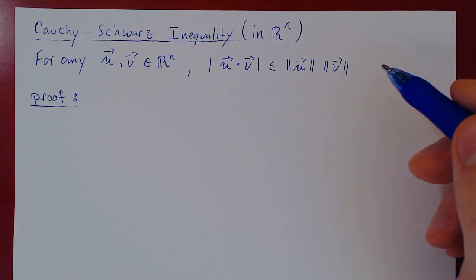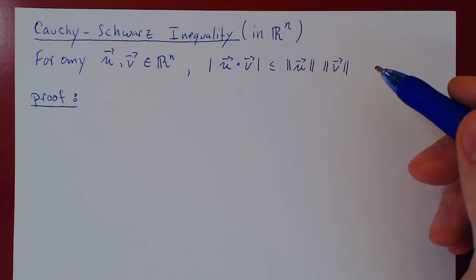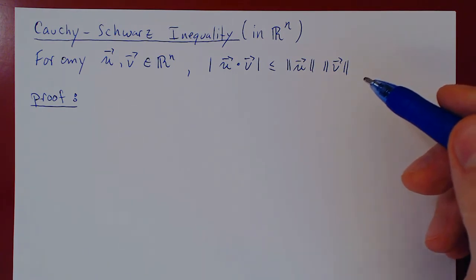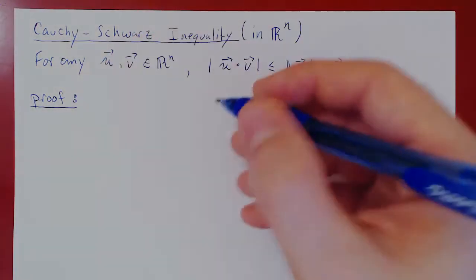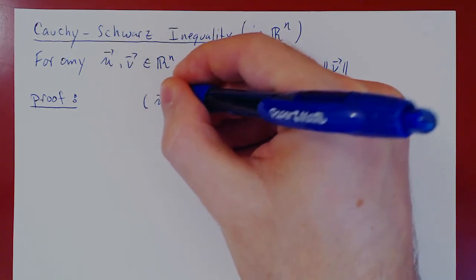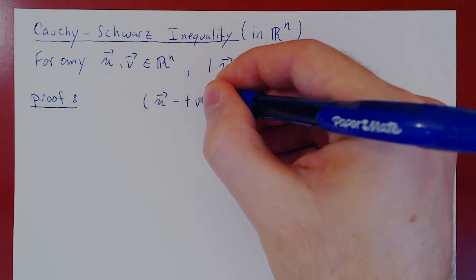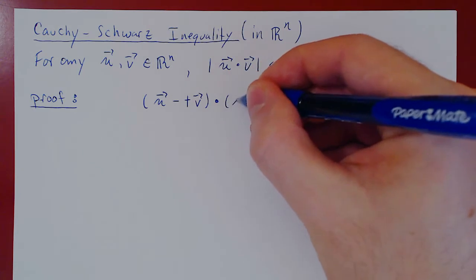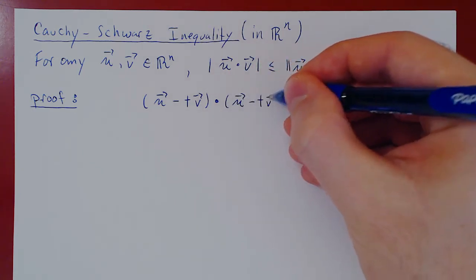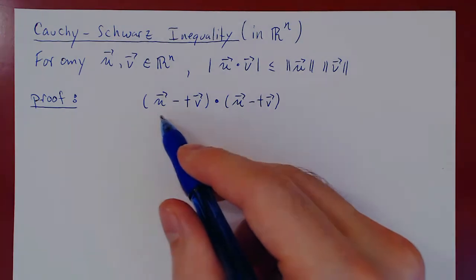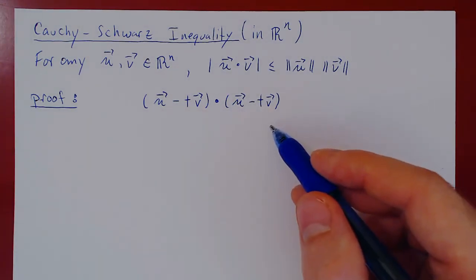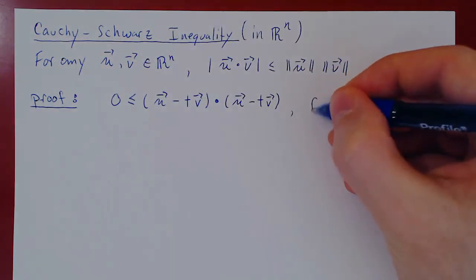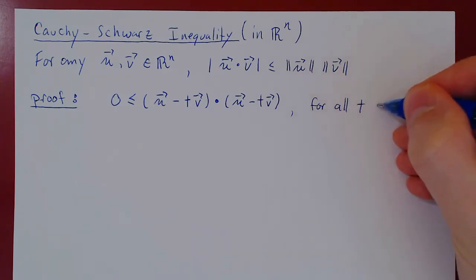But if you remember, if you dot a vector with itself, you get the sum of the components squared, so any vector dotted with itself will be a non-negative quantity. So the idea is, let's consider the vector u minus t times vector v for any given real number t, and let's dot this with itself. If you dot a vector with itself, you have the sum of the entries of the vector squared, therefore this is non-negative for all real values t.